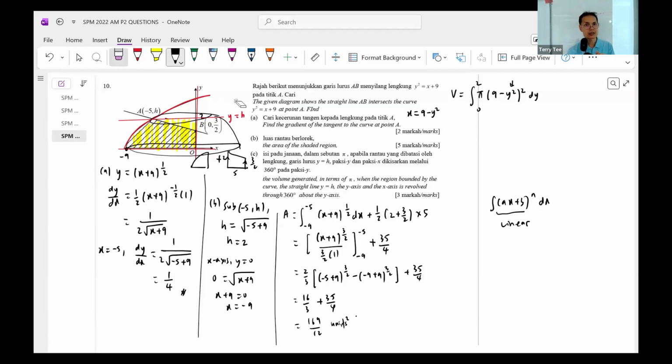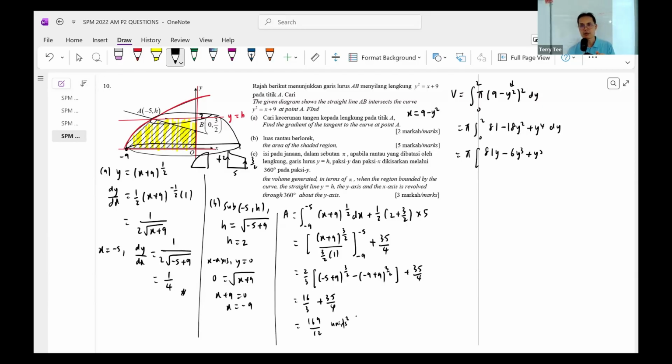If it's non-linear, expand first. Okay, let me expand. You can take out your pi, 0 to 2. 9 squared is 81. 9 times 2 is 18. Y squared, y power 4 dy. So when I integrate, copy 81 at the y, this is what? 18 y cubed over 3. 18 divided by 3 is 6.